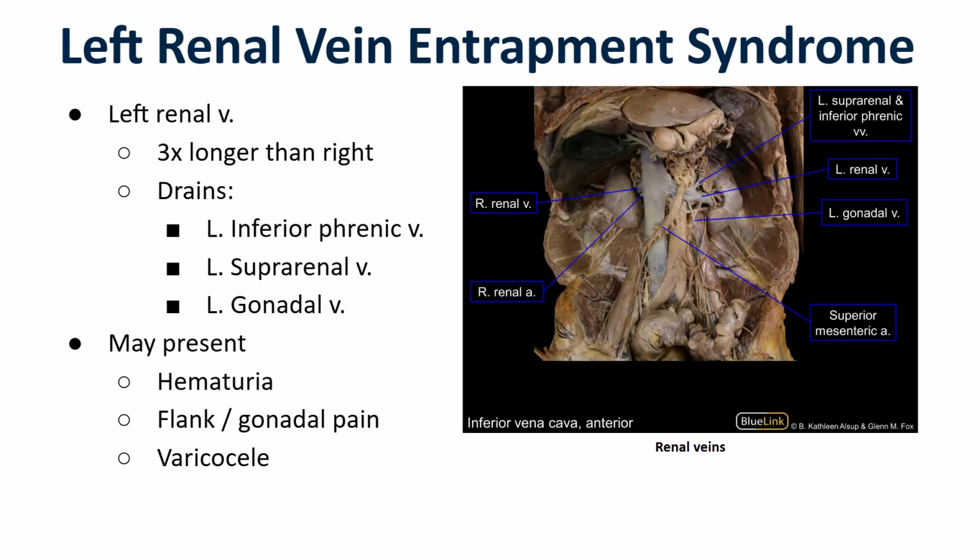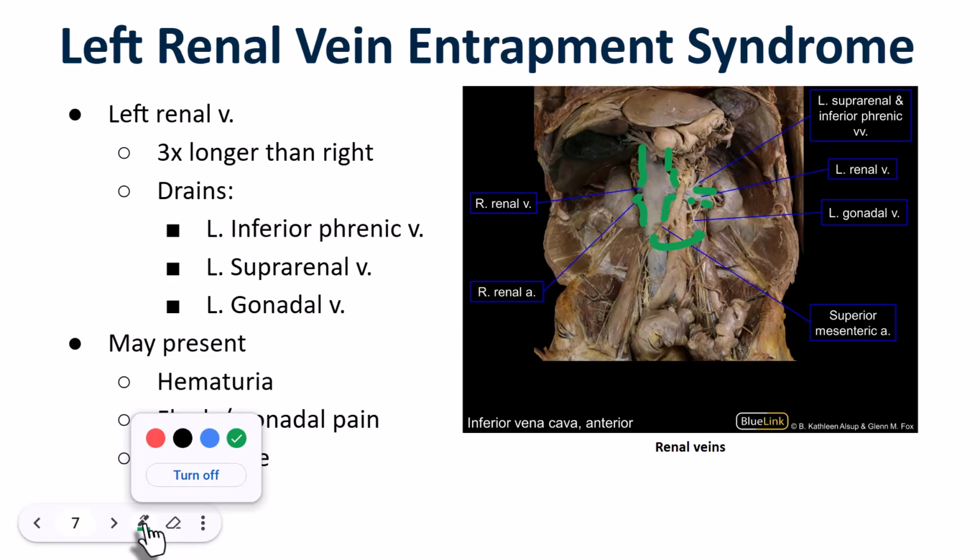Now, at a very high level, so that was fairly granular. At a very high level, there are two renal veins. The left renal vein, so here is the IVC, the inferior vena cava. The left renal vein is significantly longer. It's 3 times longer than the right renal vein. The right renal vein is short, the left renal vein is long, and that's because the left renal vein has to get over the abdominal aorta. We can also see that left renal vein is being crossed by the superior mesenteric artery.